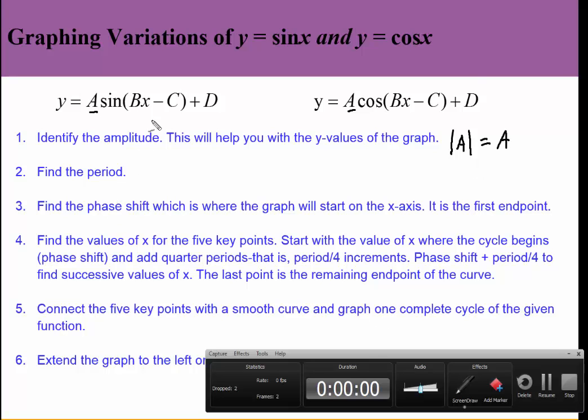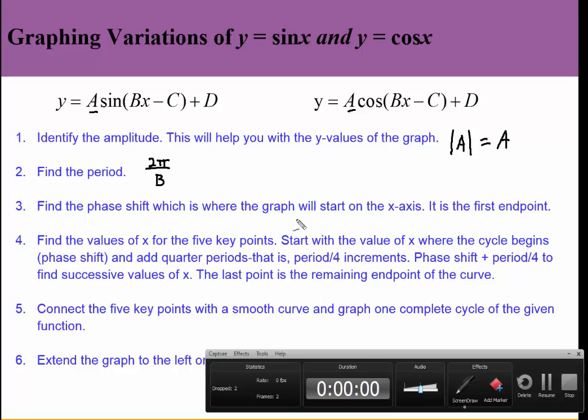The period of the sine or cosine graph is going to be 2 pi divided by b. So remember that whenever you're doing sine or cosine, if we were to take one trip around the unit circle, we would start at 0 radians and go all the way around to 2 pi. So we're always going to graph in radians here because it's easier to do it that way.